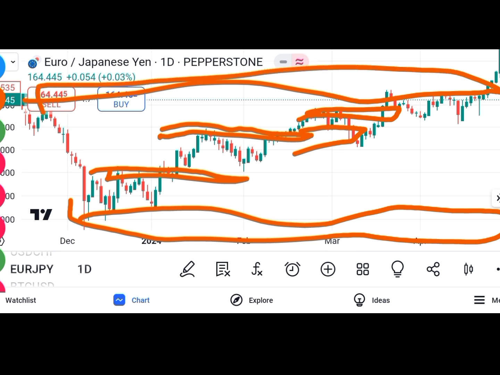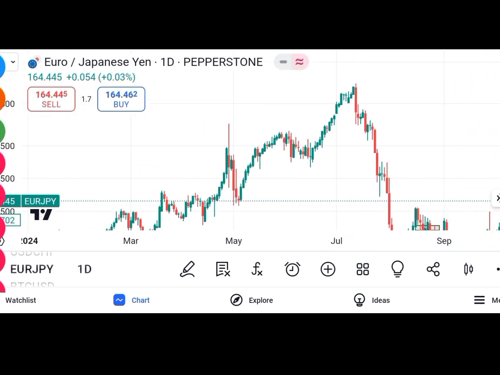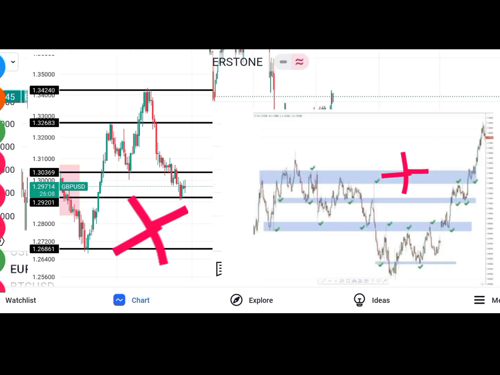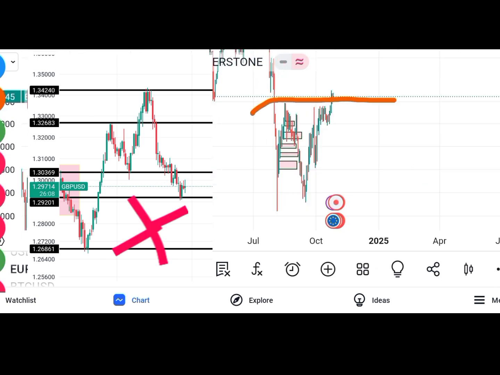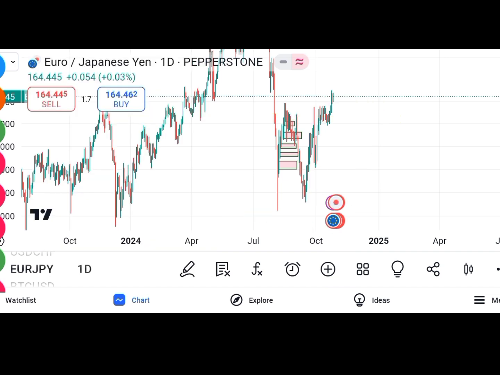I mean, you go on YouTube and watch videos about support and resistance, you're going to see a lot of people doing this. Some people will just pick up their rectangle and do something like this, and like this, and they call it their support and resistance.